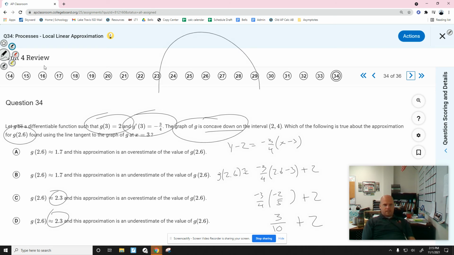This is something that's concave down. Draw a tangent line anywhere and realize my approximation is over my actual. Overestimate. Okay? Make sure you're paying attention to what is asked of you.